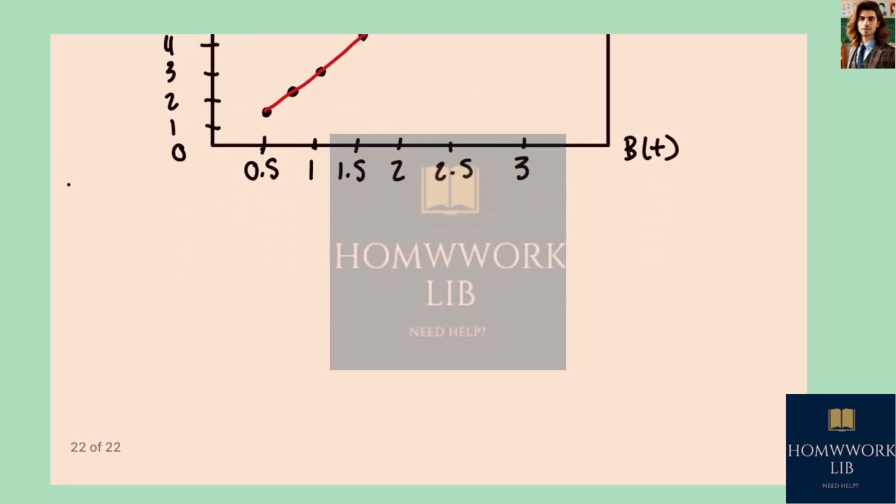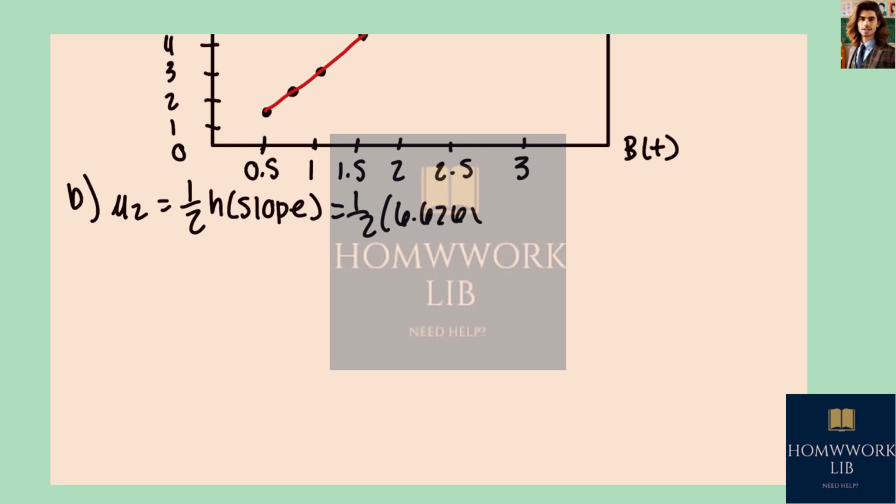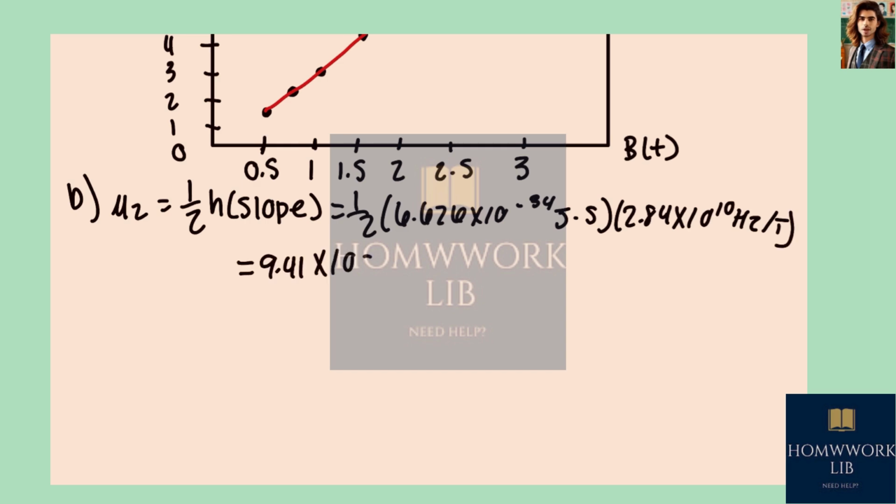So now for part B, the photon energy is E equals hf. So the magnitude of the spin magnetic moment is 1/2 h times the slope, which would be 1/2 times 6.626 times 10 to the negative 34 joule seconds times 2.84 times 10 to the 10th hertz divided by teslas. And that leaves you with 9.41 times 10 to the negative 24 joules per T.